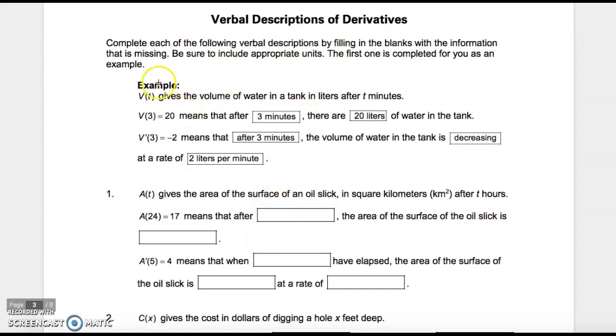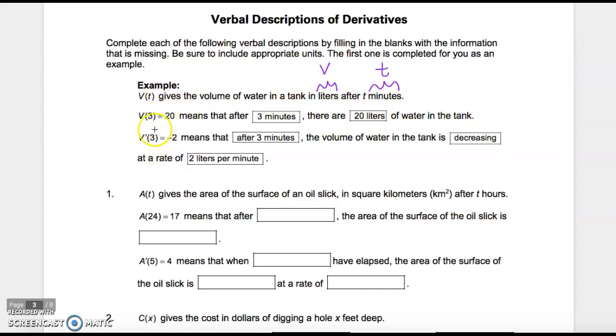So in this example, V of t gives the volume of water in the tank in liters after t minutes. So V is measured in liters and t is measured in minutes. If I did V of 3 equals 20, it's saying that when my t is 3, my V is equal to 20. So that means that after 3 minutes, there are 20 liters of water in the tank, and that's just using my original function.